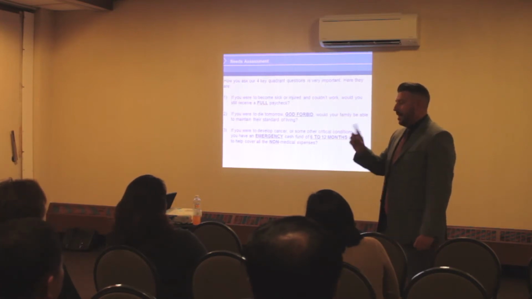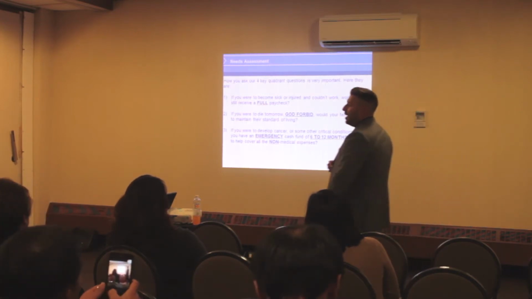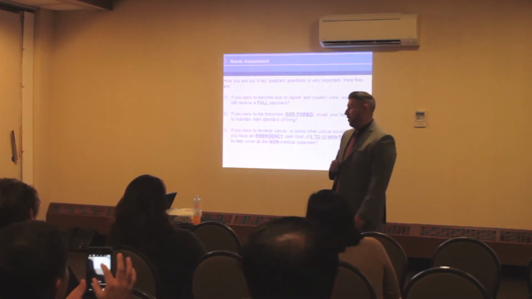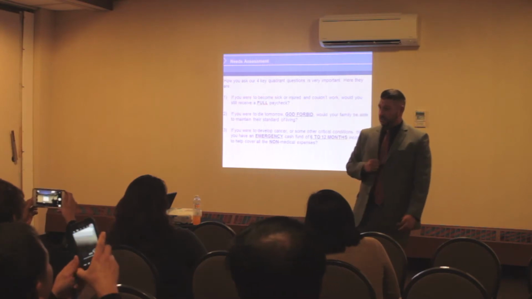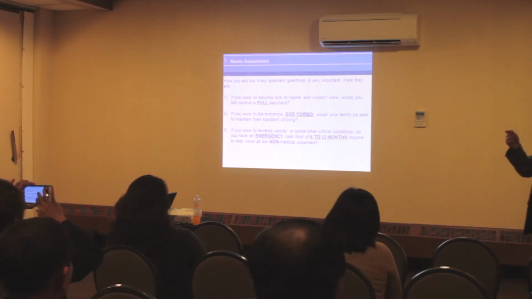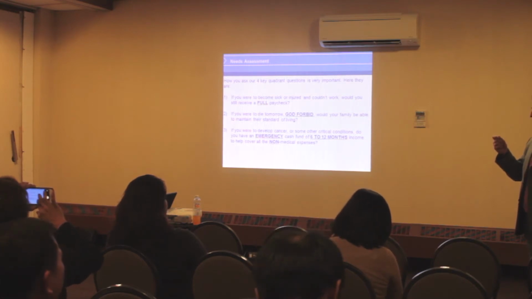You heard it, right? Yeah. Listen to it again. If you were to develop cancer or some other critical condition, you have an emergency cash fund of 6 to 12 months income to help cover all the non-medical expenses. Did you hear it differently? Yes. Okay? It's important that they hear it differently. Does that make sense? Yes.